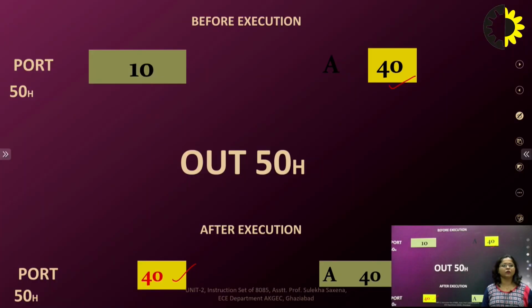So this is the overall data transfer instruction group which we have covered in this lecture. In the next lecture, we will cover the arithmetic and further instruction sets of 8085. I hope all the examples and instructions are quite clear to all of you.